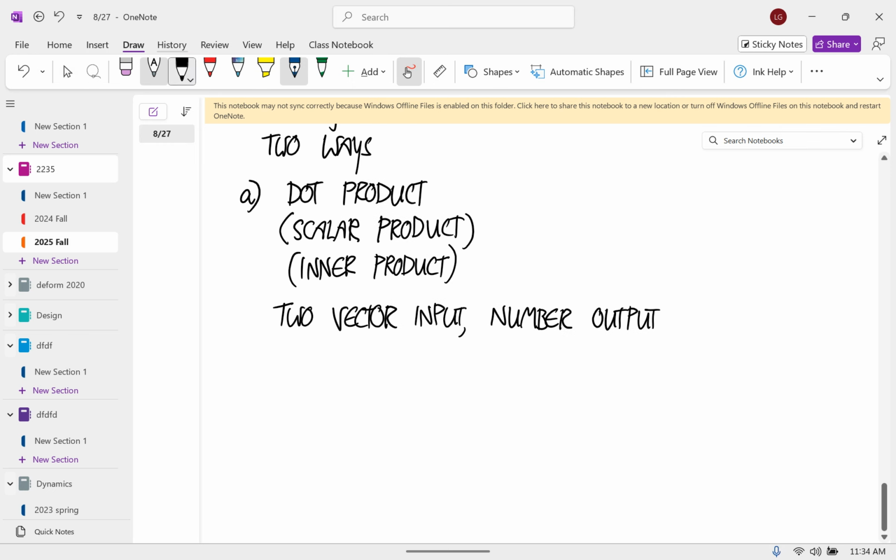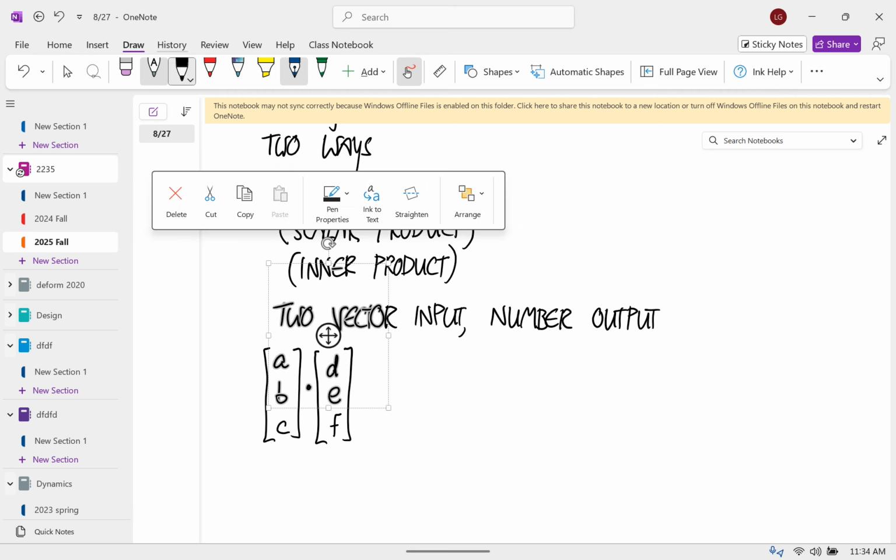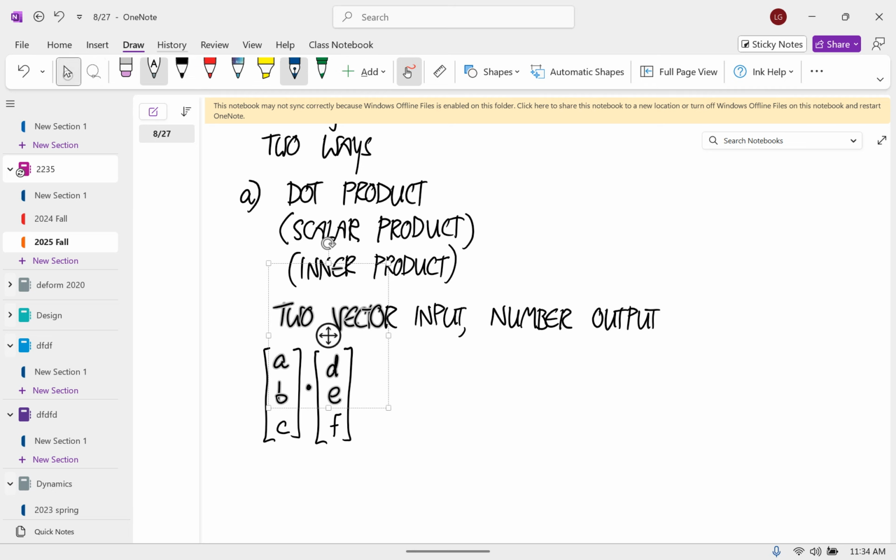So the dot product between a vector A, B, C and a vector D, E, F is you multiply the two X components together, multiply the two Y components together, multiply the two Z components together, and then just add those up, and it gives you a number.